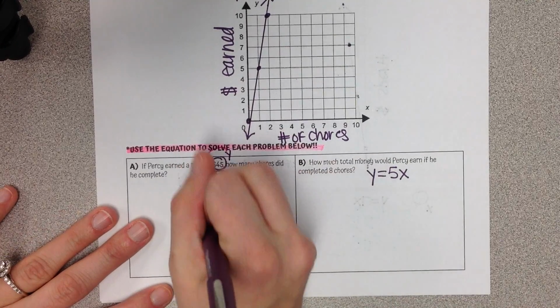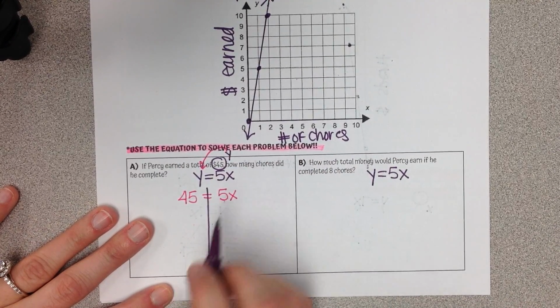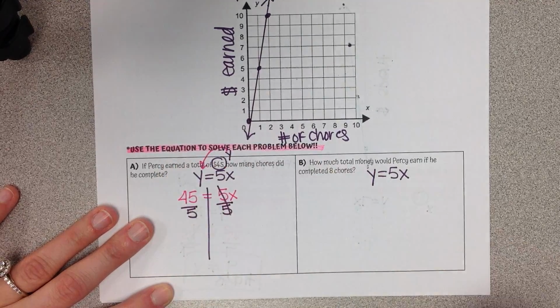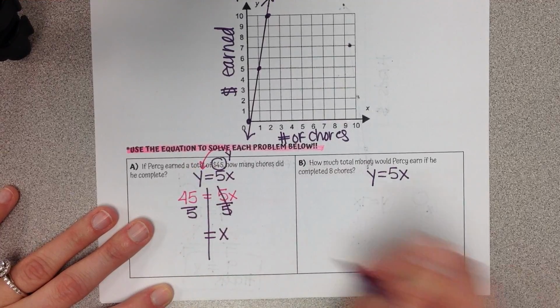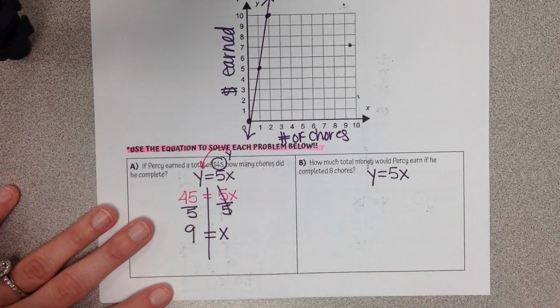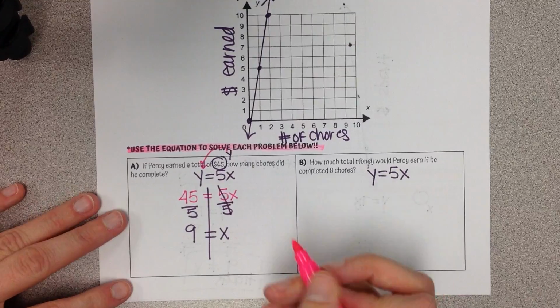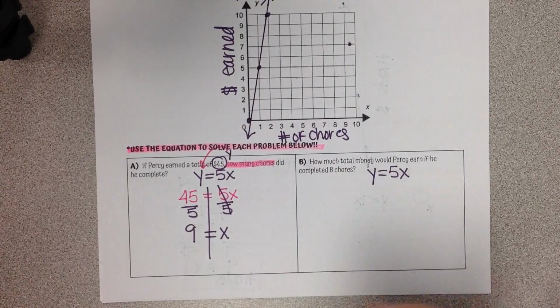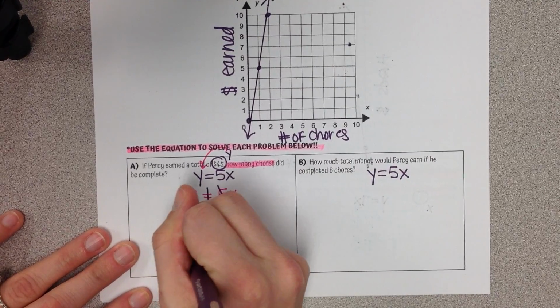So I'm going to solve this equation. X is being multiplied by 5. The opposite is to divide by 5. X equals 45 divided by 5 is 9. Well, we have to include units in our answer. What were we solving for? The question says how many chores. So 9 chores.